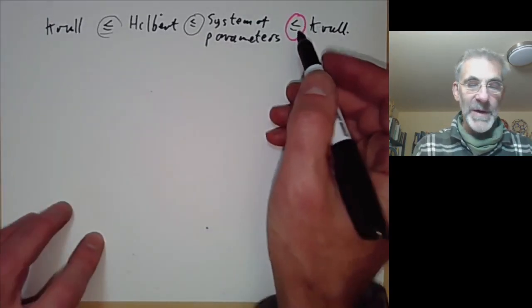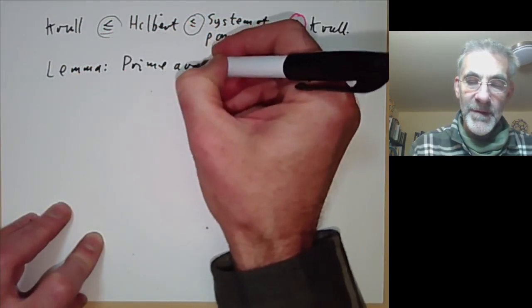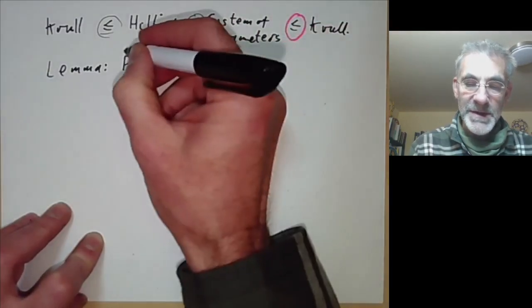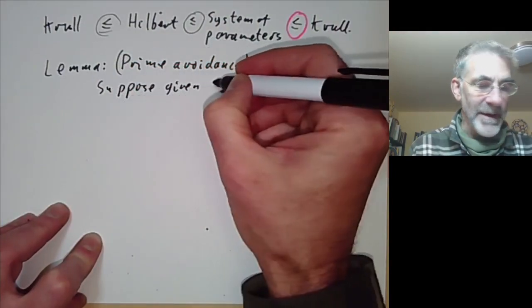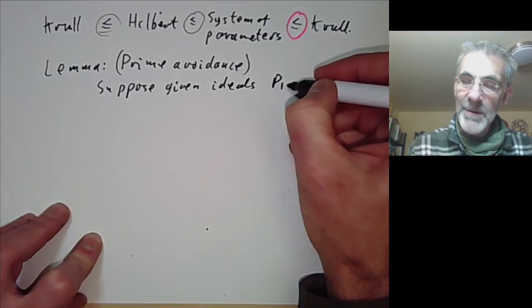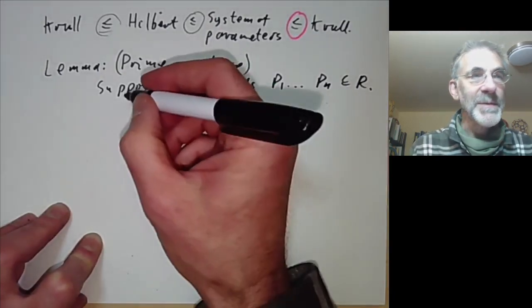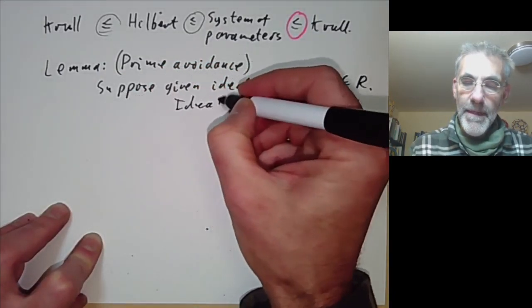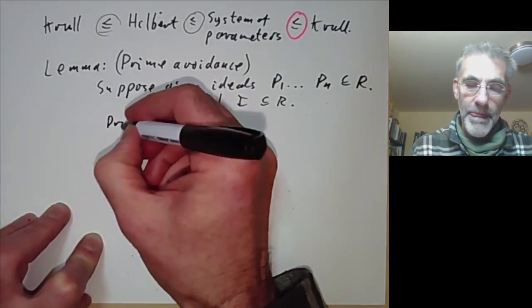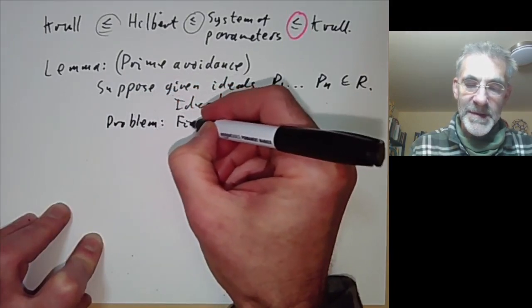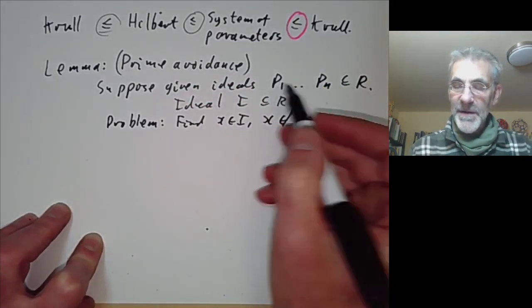So before proving this, we need a lemma called the prime avoidance lemma, for a reason that will appear in a moment. And the problem is the following. Suppose we're given a finite number of ideals P1 up to Pn contained in a ring R, and suppose we're given an ideal I of the ring R. And the problem is to find some x in I where x is not in any of these other ideals Pi.